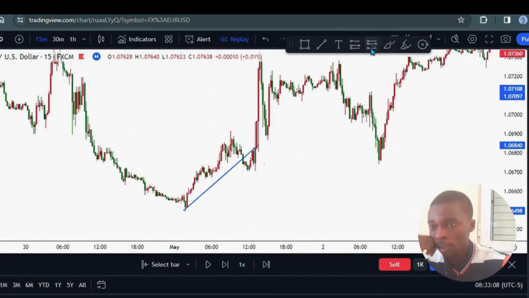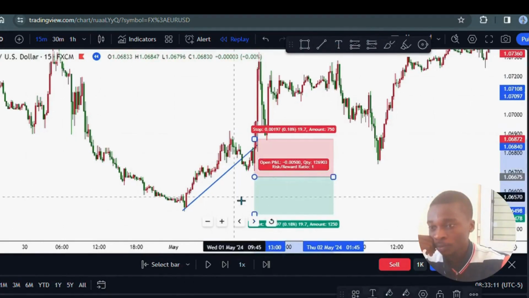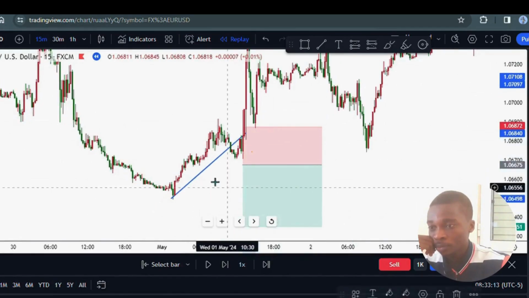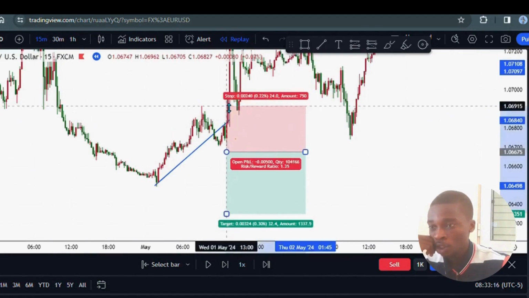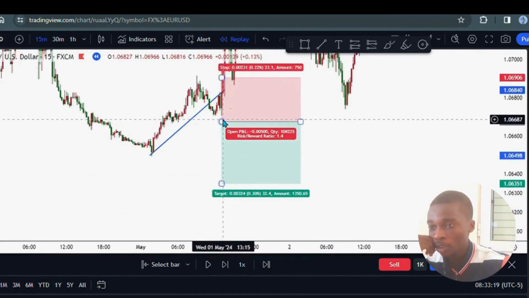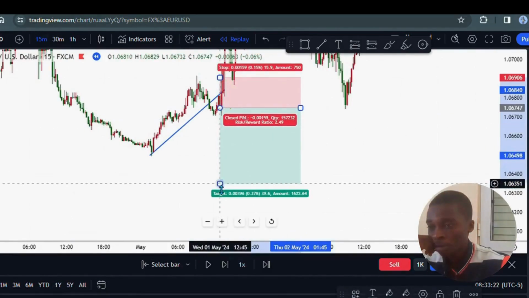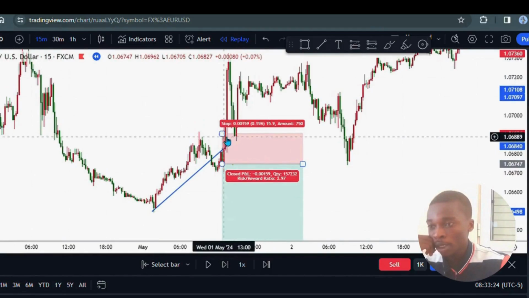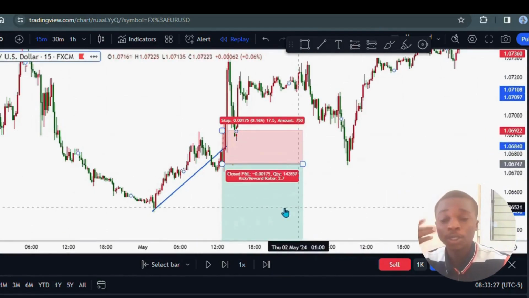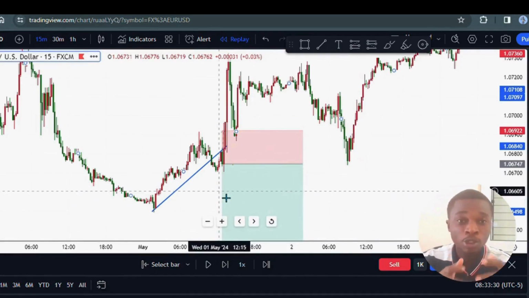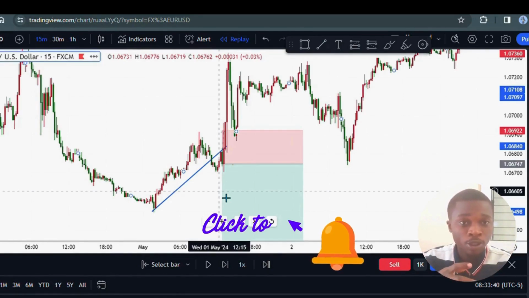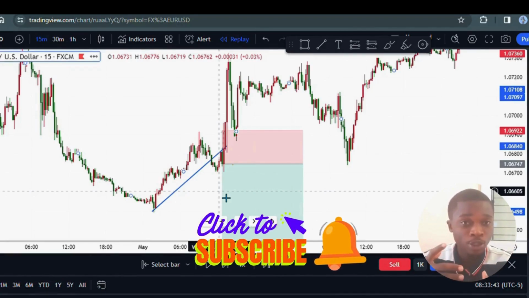Some of them will immediately take a short position and put their stop loss right here, expecting the price to go down. Before you know it, the market will hit their stop loss because they didn't draw the trend line correctly. If you draw trend line incorrectly, you can't get the right prediction of price movement. Instead, you go opposite of the movement of price.